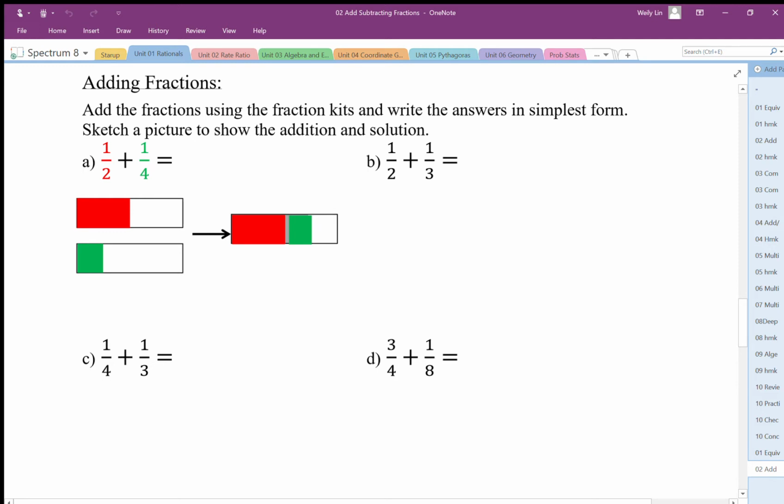So we're going to look at adding fractions together. How do we add fraction pieces? We have a 1/2 fraction shown in red, and here we have a 1/4 fraction shown in green. And this is the solution to 1/2 plus 1/4. When we put those together, there's our solution.